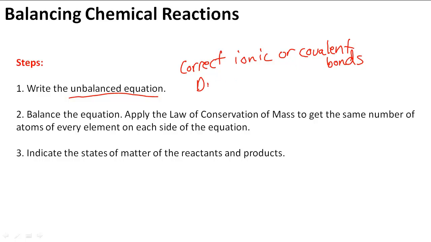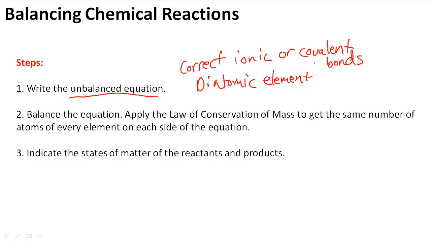Make sure to check for diatomic elements, because if they list hydrogen, nitrogen, oxygen, fluorine, chlorine, any of the 7 diatomic elements, you have to remember when you write the equation to write it as a diatomic element. So that will help.